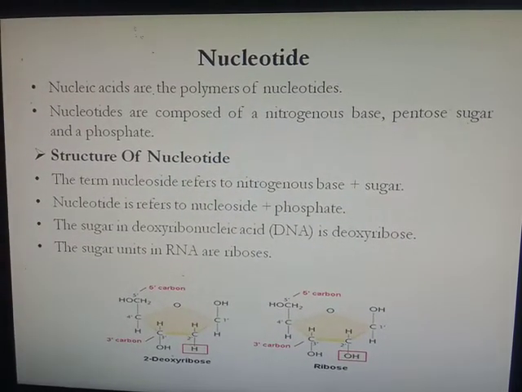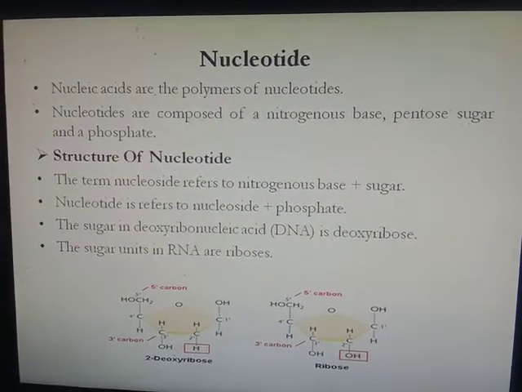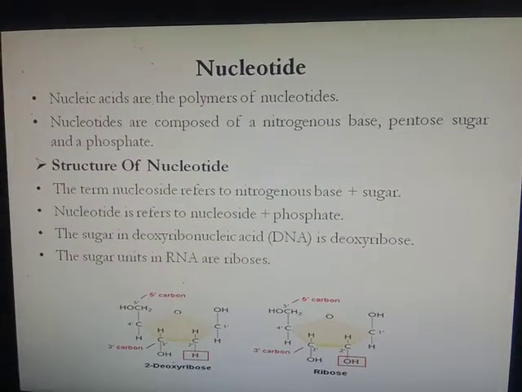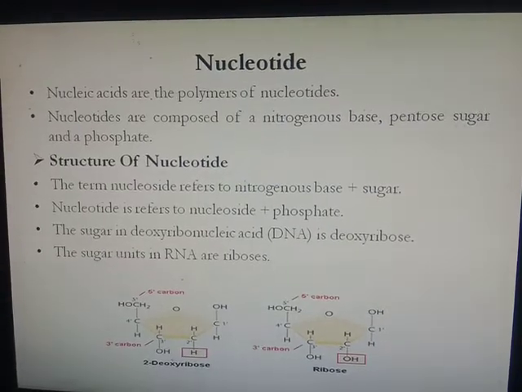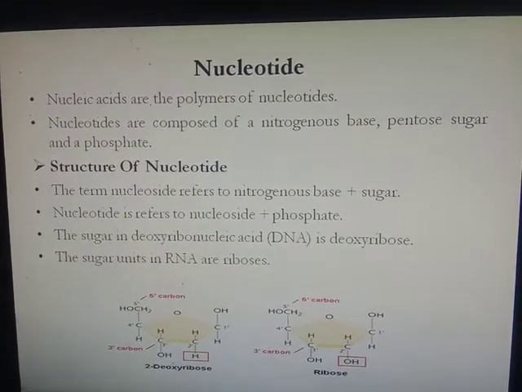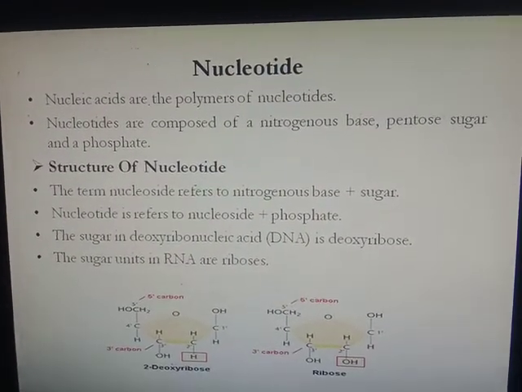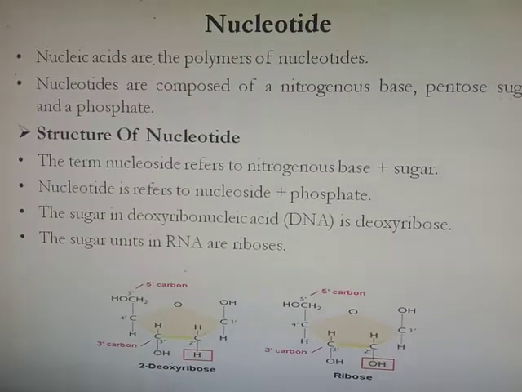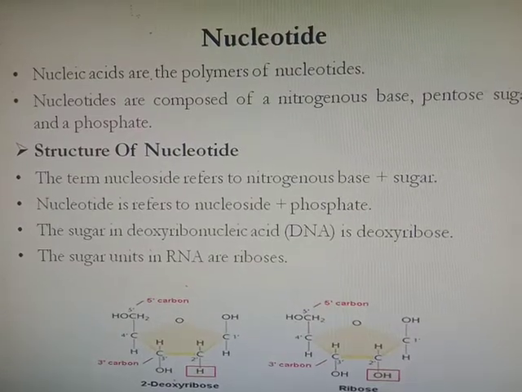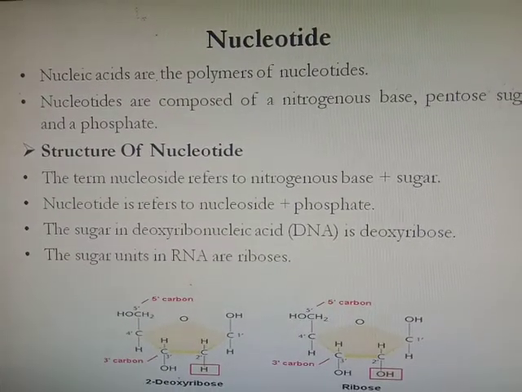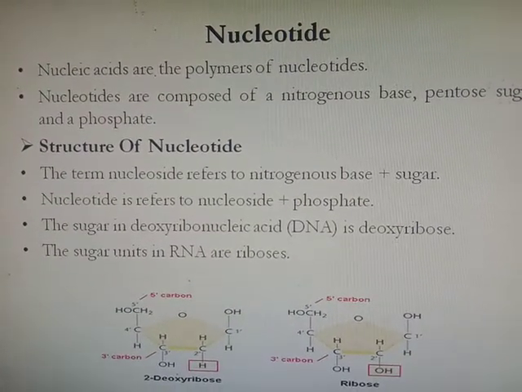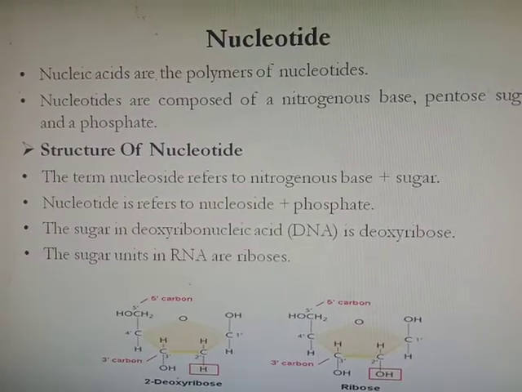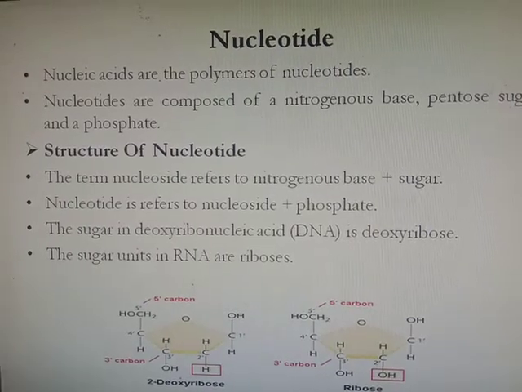So first we will see the structure of nucleotides. There are two terms: first is nucleoside and another is nucleotide. A nucleotide is made up of a nitrogenous base, pentose sugar and phosphate, whereas the term nucleoside refers to only the nitrogenous base and sugar. It does not contain a phosphate group. Nucleotide refers to a nucleoside, which contains nitrogenous base plus sugar plus phosphate.